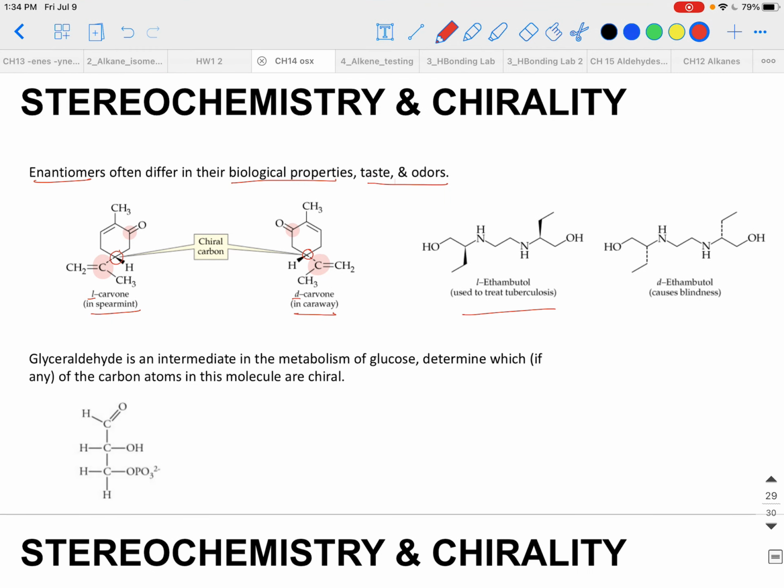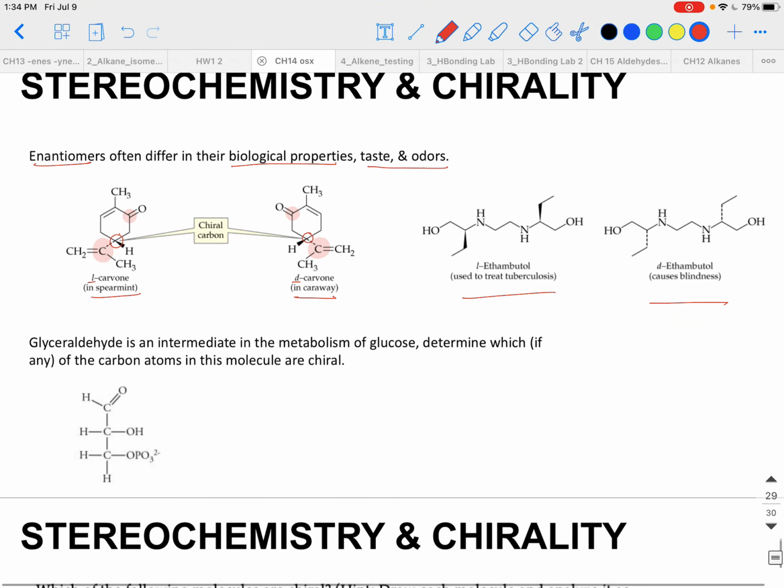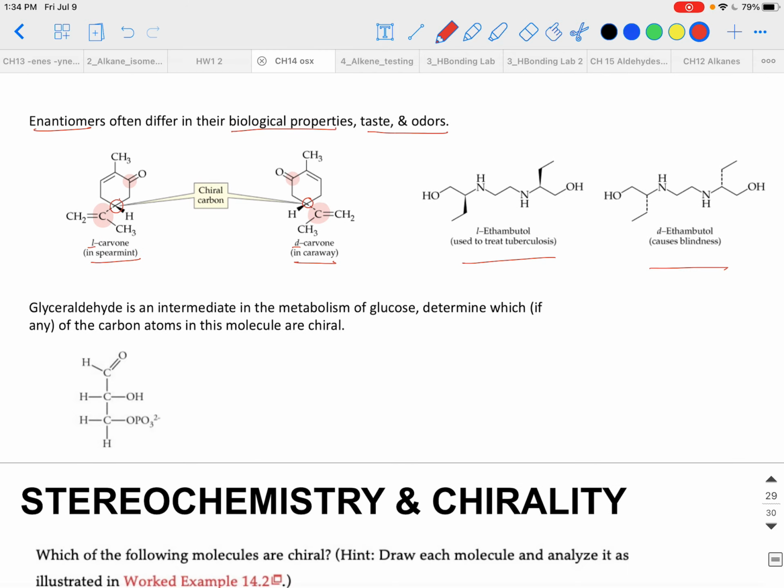There's another example here. I'm not going to get into that one, but that's just another example of how enantiomers can be different in their properties. Okay, glyceraldehyde. This is a small molecule you see below. It's an aldehyde, and it's an intermediate in the metabolism of glucose. So it'll be part of the glycolysis pathway when we get there. I want to know, does glyceraldehyde have any carbons that are chiral?